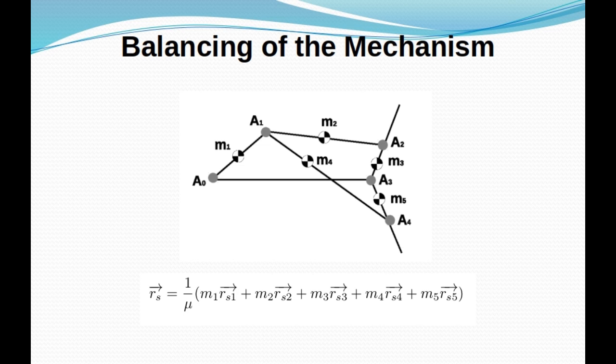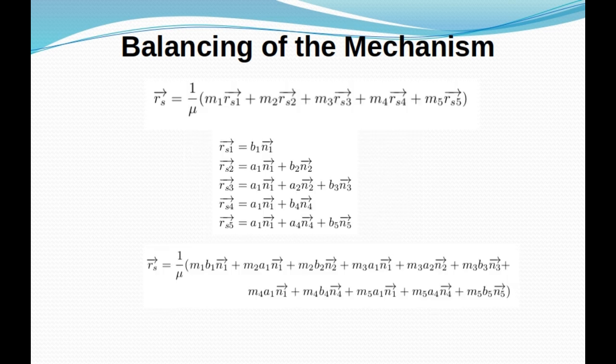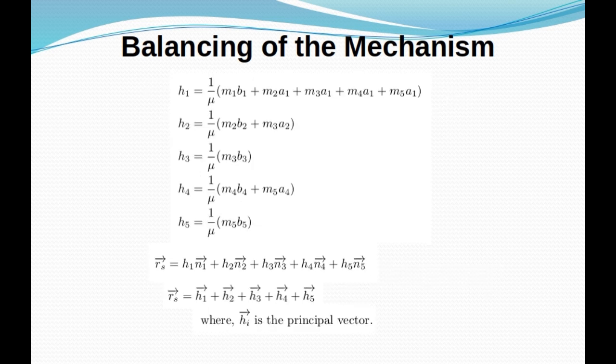So this is tackled using the method of principal vectors. This is the equation which is written on the bottom, considering the masses m1, m2, m3, m4 and m5. The balancing of the masses is done using the RS vector, which is condensed and written at the bottom. Finally, the principal vector RS is equal to h1 vector plus h2 vector plus h3 vector plus h4 vector plus h5 vector.